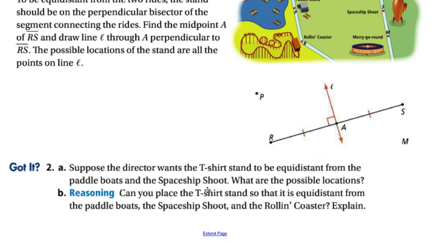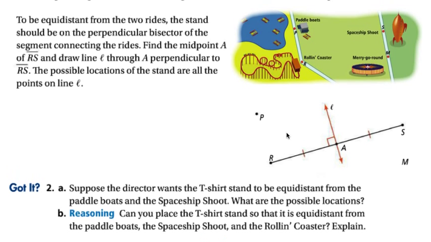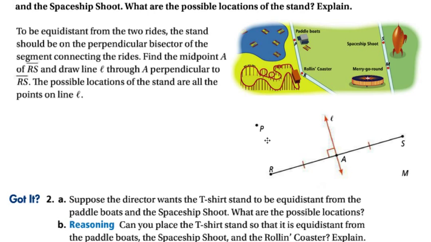Well, what if that director wants that t-shirt stand to be equidistant from the paddle boats and the spaceship chute? Well, the paddle boats are up here. That's letter P, so we have that over here. So if we want it to be equal distance from the paddle boats to the spaceship chute, then what we have to do is go ahead and connect point P to point S, okay? And we would have to find the midpoint of that segment, okay?